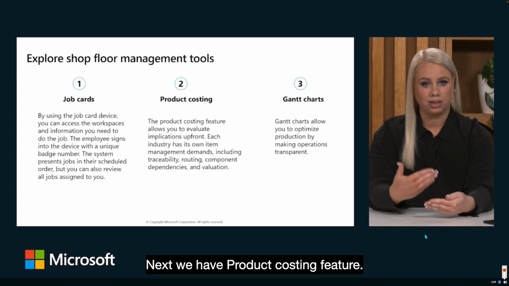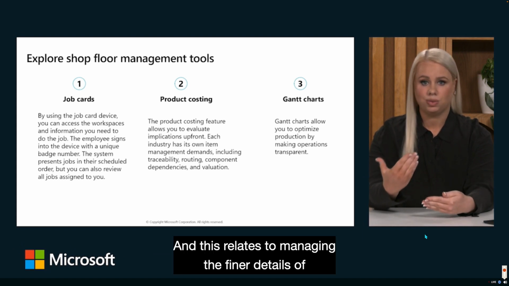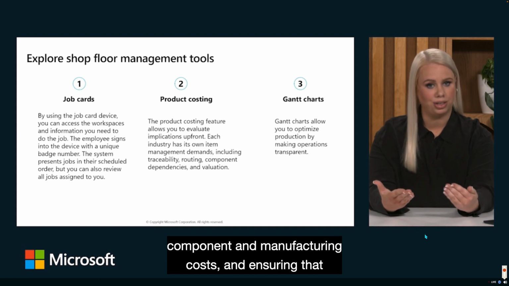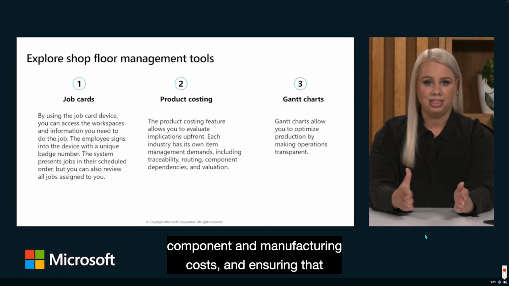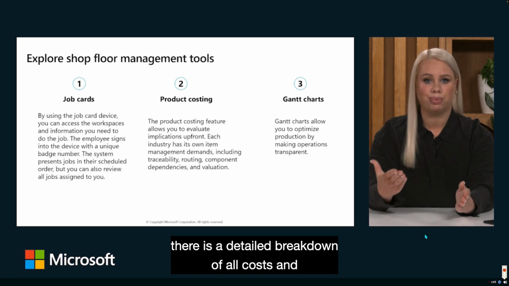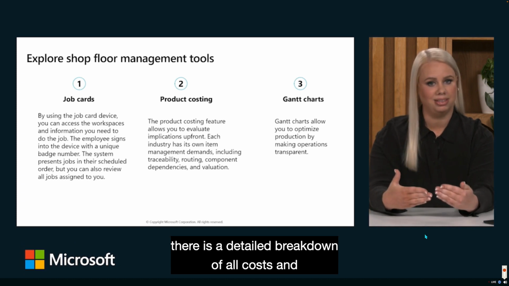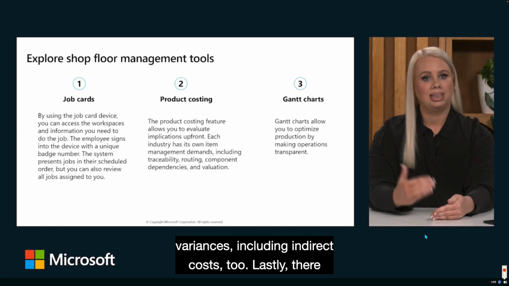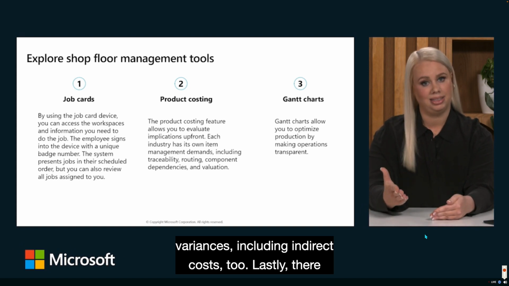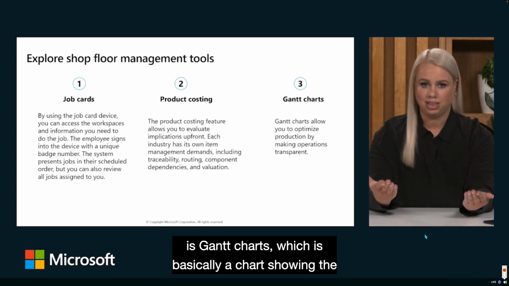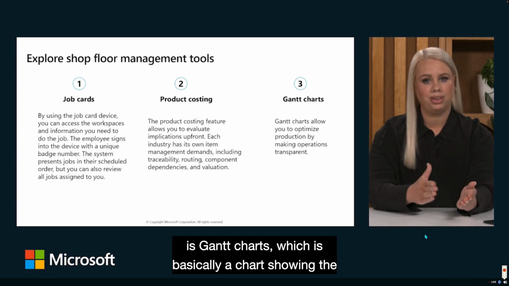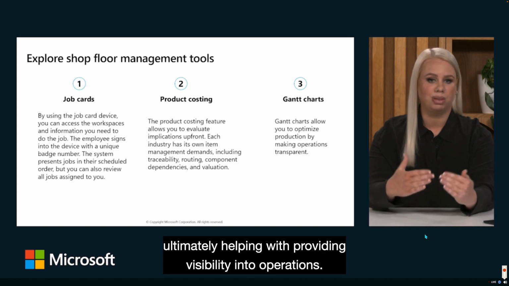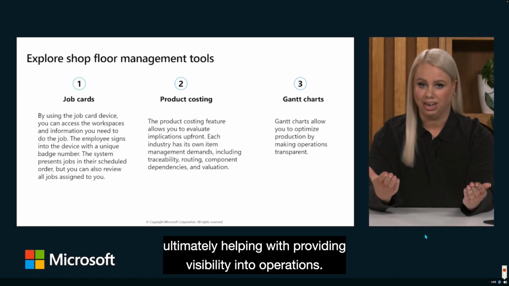Next, we have product costing feature. And this relates to managing the finer details of component and manufacturing costs, and ensuring that there is a detailed breakdown of all costs and variances, including indirect costs too. Lastly, there is Gantt charts, which is basically a chart showing the amount of work that has been done over certain periods, ultimately helping with providing visibility into operations.